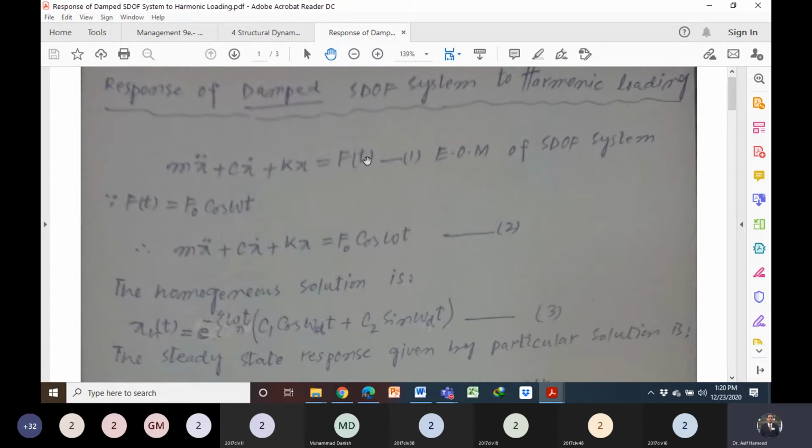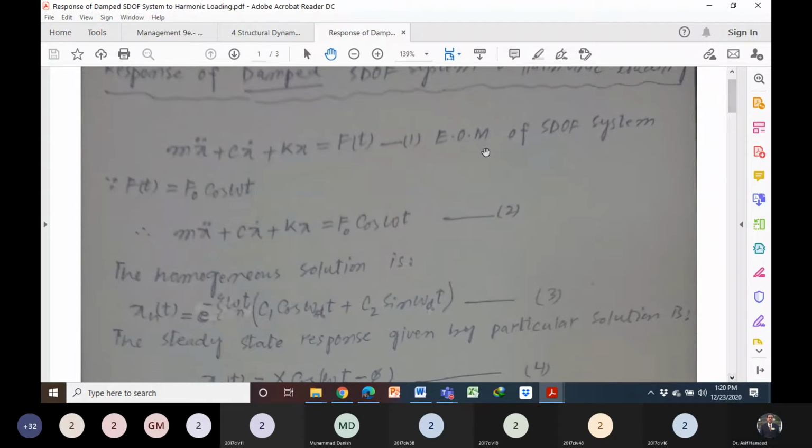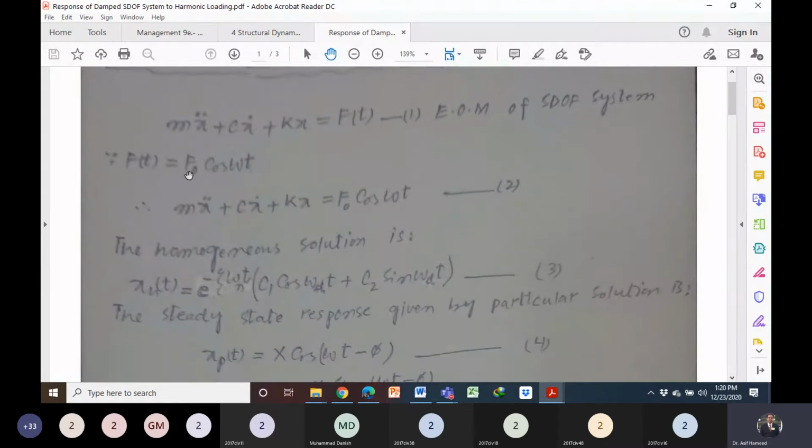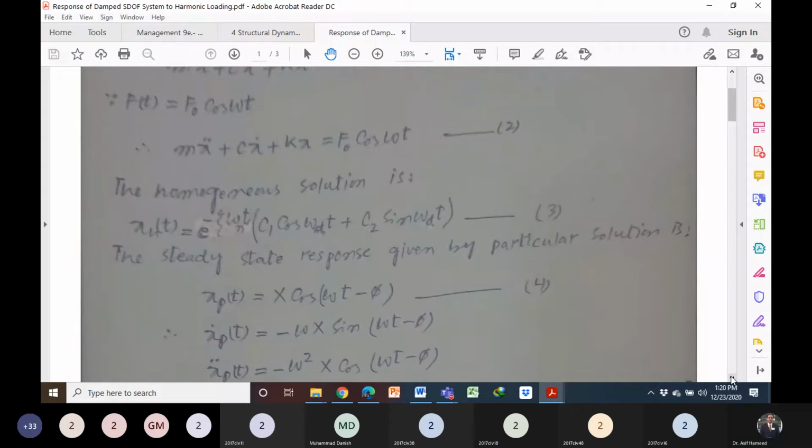This is a dynamic load. The dynamic force is the harmonic loading, and we have the same equation as we had previously. So, the equation of motion for a single degree of freedom system, loading is harmonic, F naught cosine of omega t. Put the value of the loading.